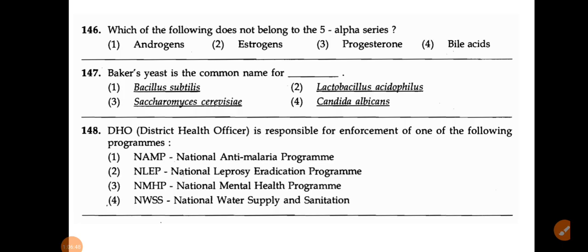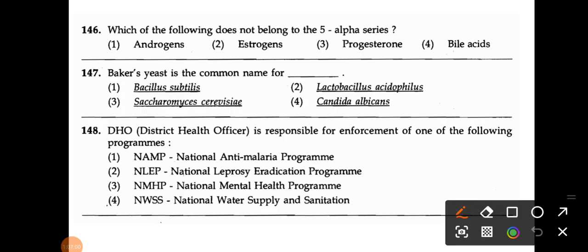The next one: which of the following does not belong to the 5 alpha series? Androgens, estrogens, progesterone and bile acids. Okay, so the correct answer is bile acids. Bile acid is your correct answer here.